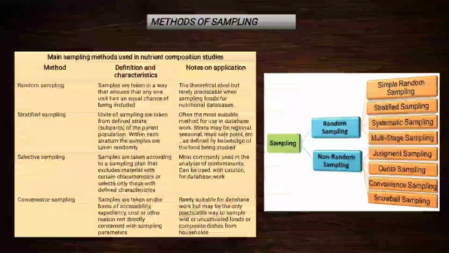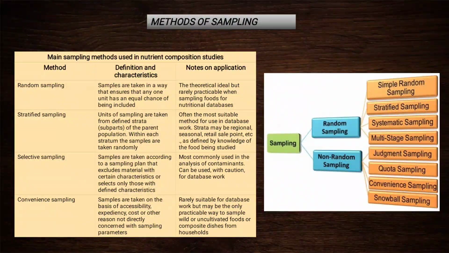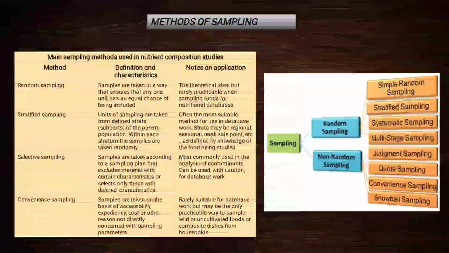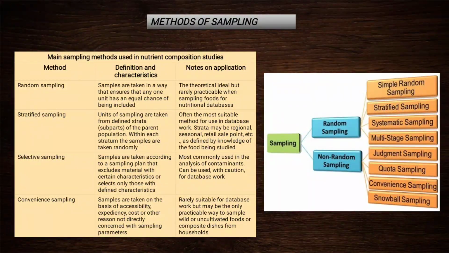Next, selective sampling. Selective sampling is where samples are taken according to the sampling plan that excludes materials with certain characteristics or selects only those within defined characteristics. This is commonly used in the analysis of contaminants, and it is also used for database work.